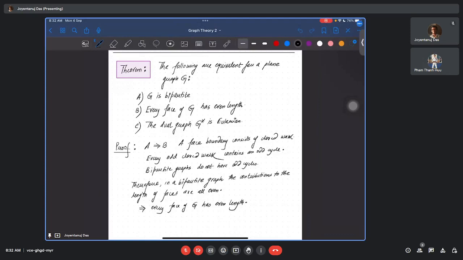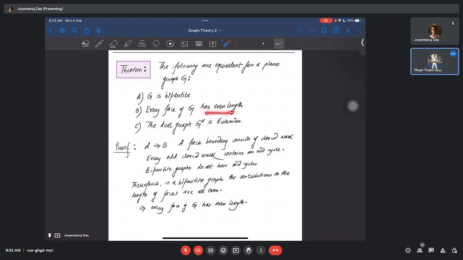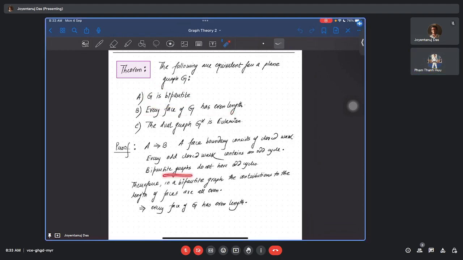Yesterday we were doing this one, where we are seeing the equivalent conditions for a graph and its dual graph, right? So G is bipartite, then every face of G has even length, and the dual graph G star is Eulerian. So these three conditions are equivalent. We proved one direction, that A implies B, right? That is, if G is bipartite, then we prove that every face has an even length. We use the condition that a bipartite graph does not have any odd cycles, right?